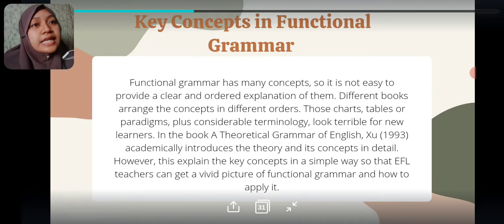Okay, the next is key concepts in functional grammar. Functional grammar has many concepts, so it is not easy to provide a clear and ordered explanation of them. Different books arrange the concepts in different order.